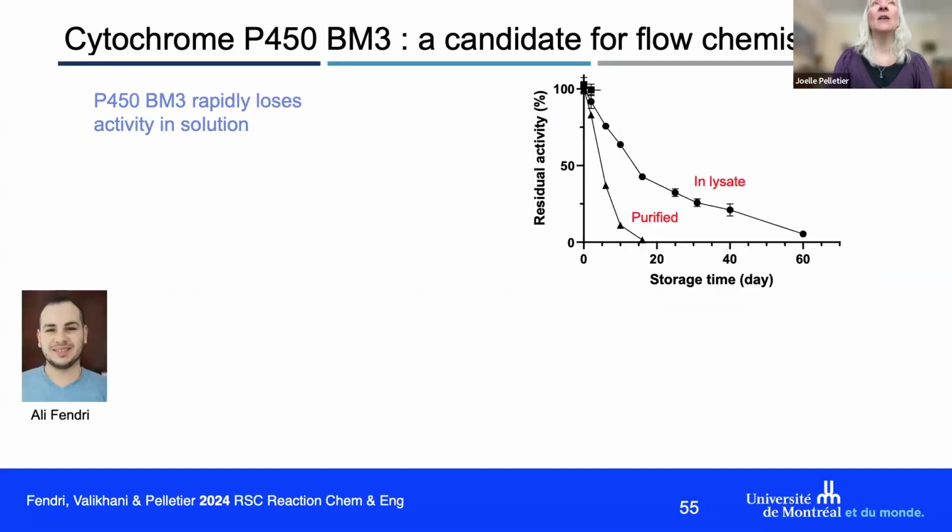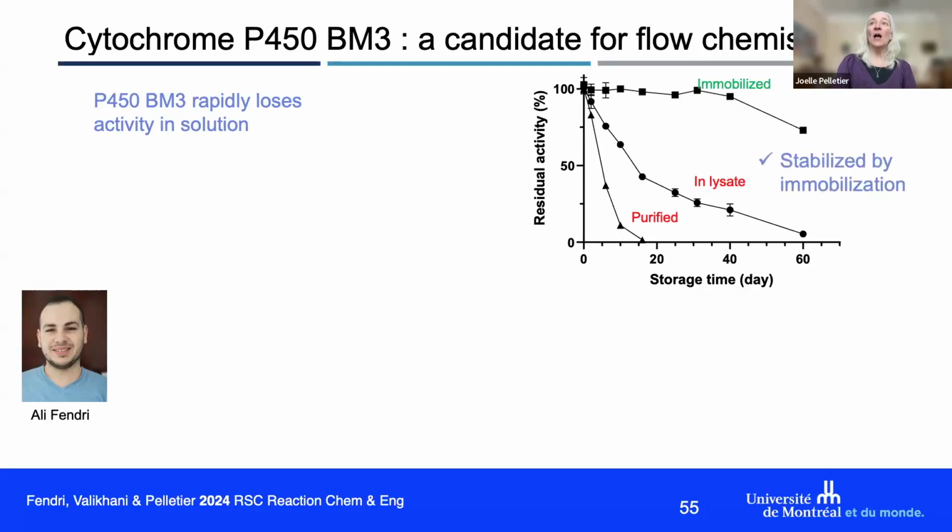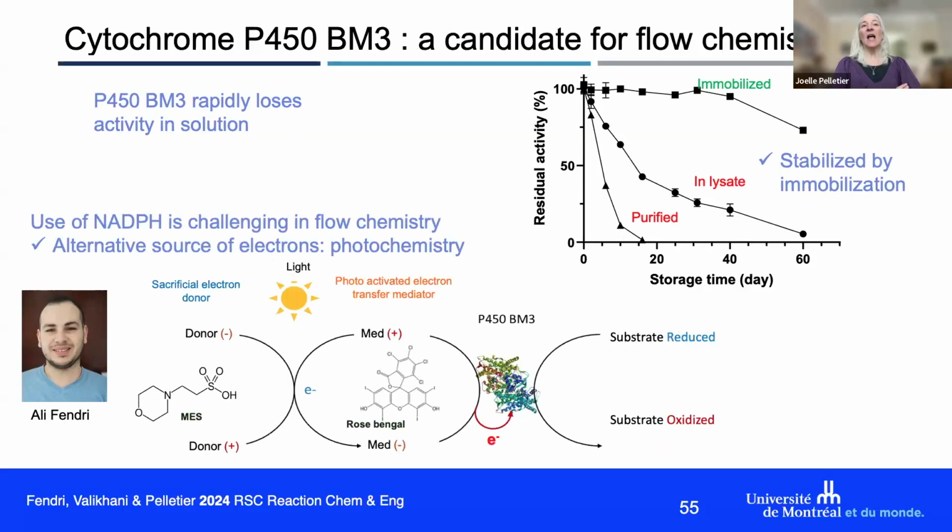Now, in the meantime, another perspective that we are working toward is flow chemistry. Cytochrome P450 could be interesting for flow chemistry, except for an important observation that when P450 BM3 is used in solution, for example, if it's used in lysate of E. coli or as a purified form, it rapidly loses its activity. However, once it's immobilized, it can be highly stabilized. And so we looked into this.